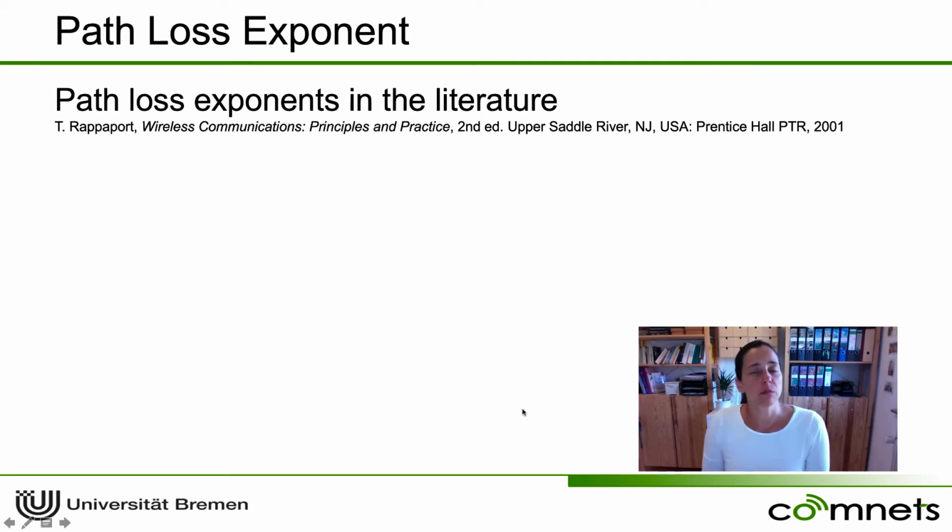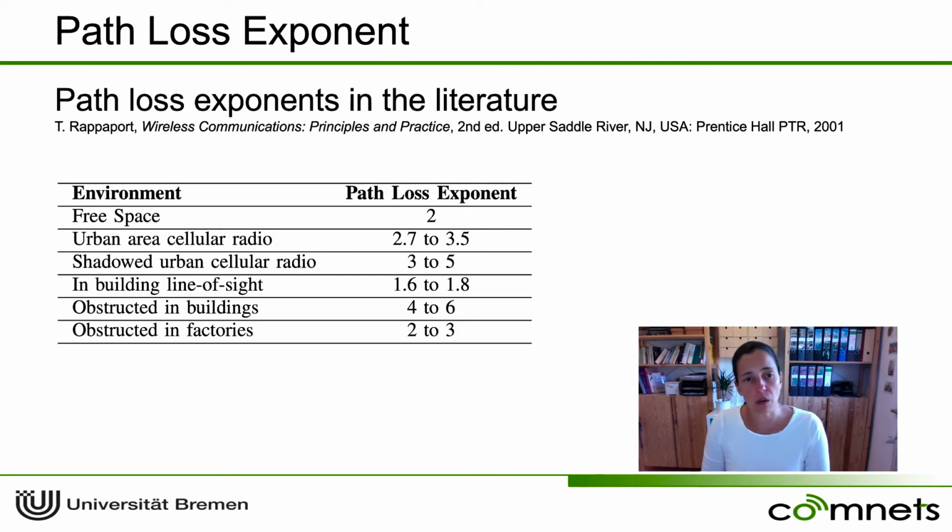The path loss exponent can be found in the literature, for example, in one of the main books on wireless communications by Rappaport, which is considered one of the main books on this topic. There you can find a table of path loss exponents for different environments. Here, as I said before, for free space we have a 2. Then for an urban area cellular radio, it's higher. But for example, in building line of sight, it is actually lower even than in free space. This is due to all possible variations in the environment and to the reflections, multipath, and so on in these environments.